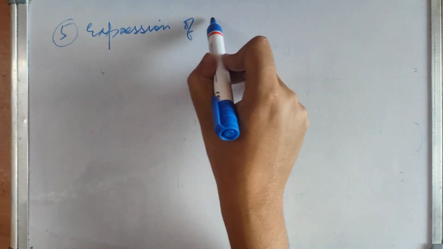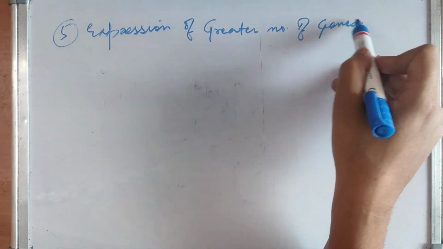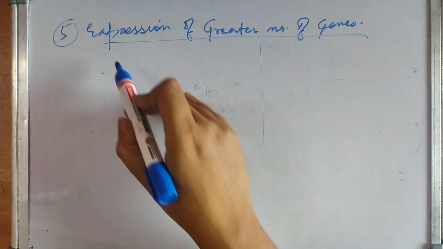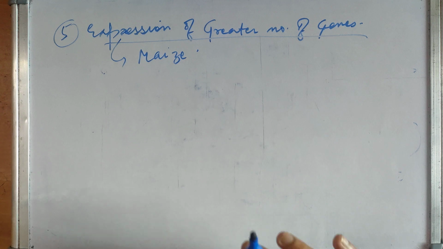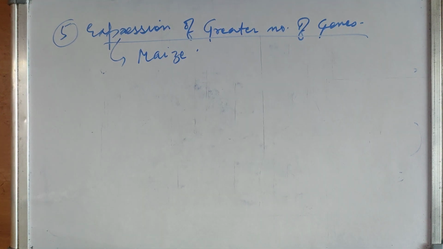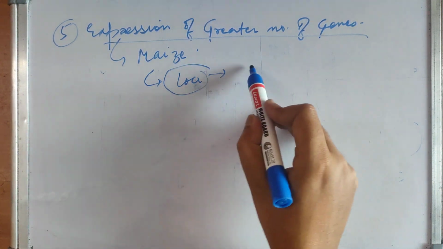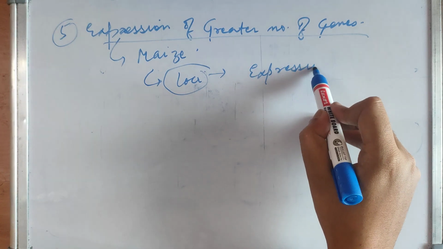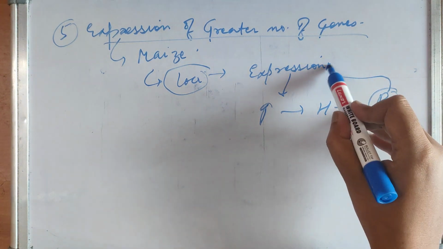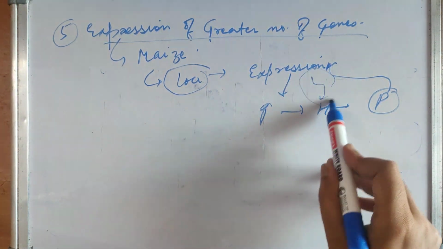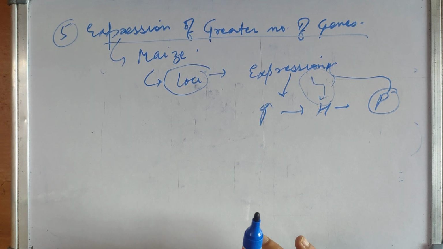Expression of a greater number of genes. Studies on gene expression in maize show, through experiments, that the level of expression of certain loci is greater in hybrids as compared to their parents. In parents, expression is not as high as in their progeny, that is hybrids, the F1 generation. In general, a considerably higher number of genes are expressed in hybrids than in their parents.